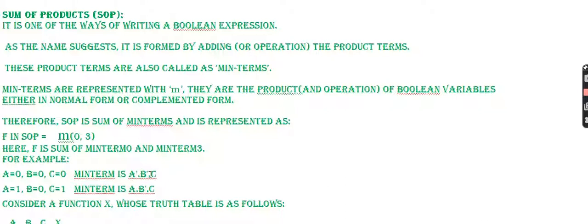Here dash means complement. A dash, B dash, C dash means complement. If I remove the complement, the meaning will change: A should be 1, B should be 1 and C should be 1. If all of them should be 1, then there is no complement term here. This way we have to understand the logic and proceed.